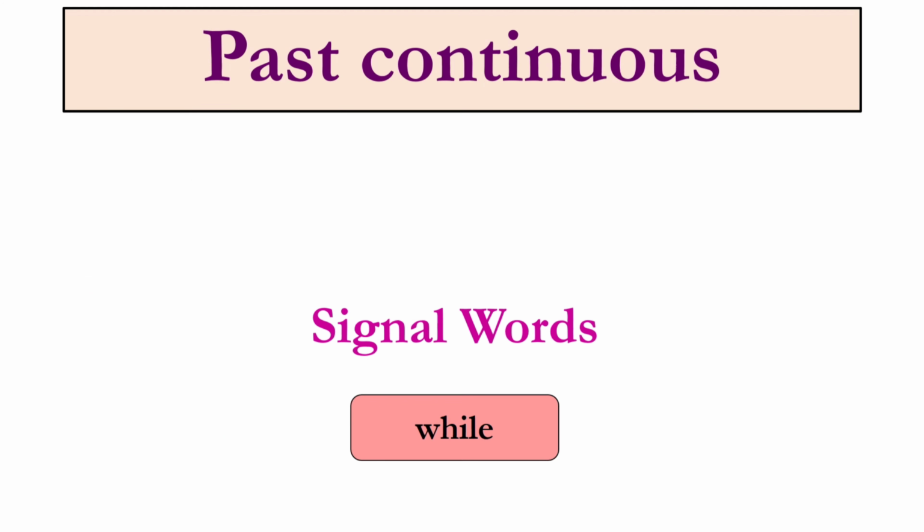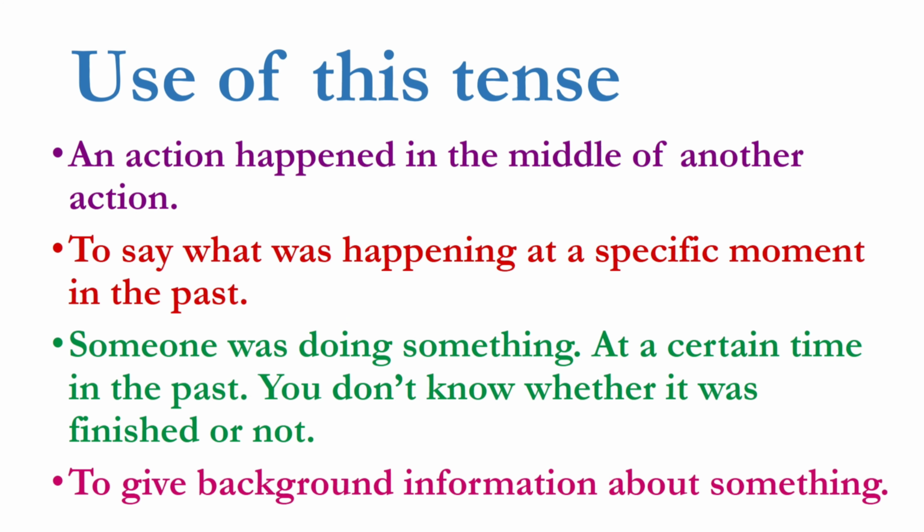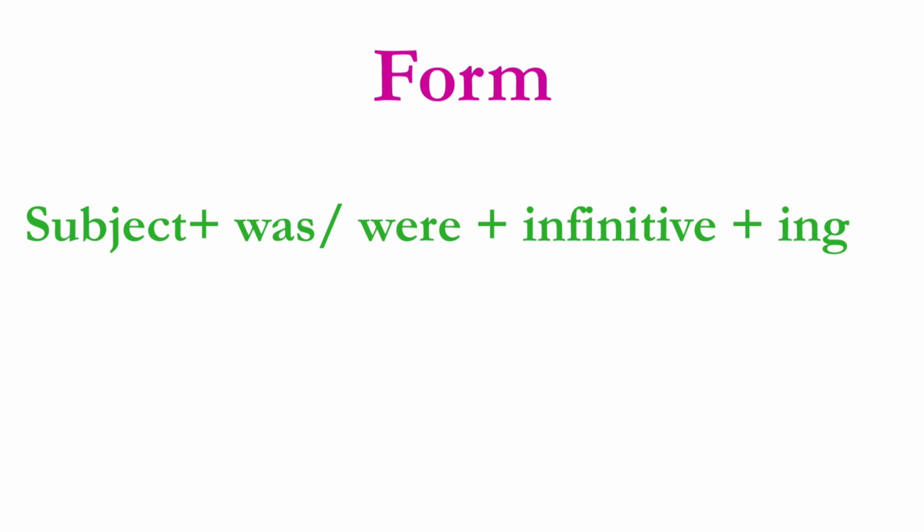Past continuous. For this tense the word while can be a signal word. This tense is used in these conditions: an action happened in the middle of another action; to say what was happening at a specific moment in the past; someone was doing something at a certain time in the past and you don't know whether it was finished or not; to give background information about something. The form of this tense is subject plus was or were plus infinitive plus ing.